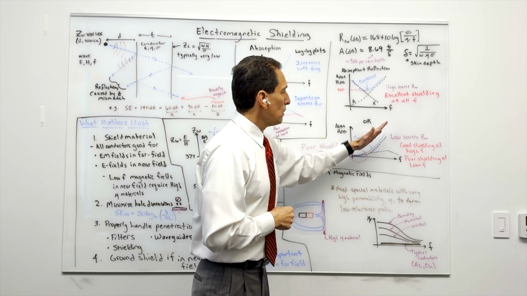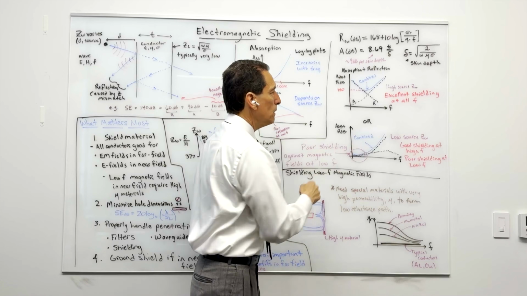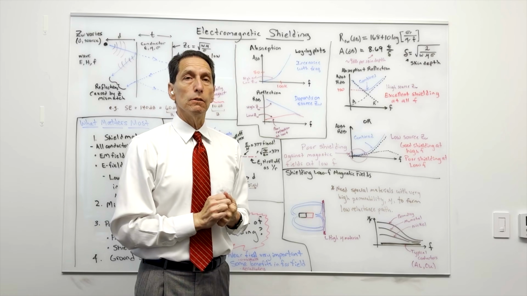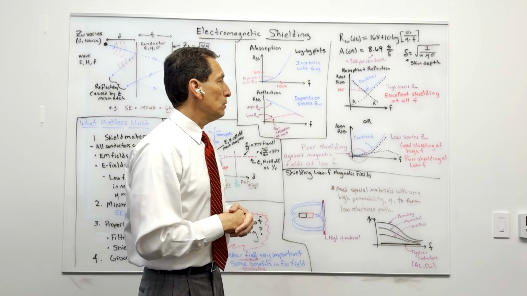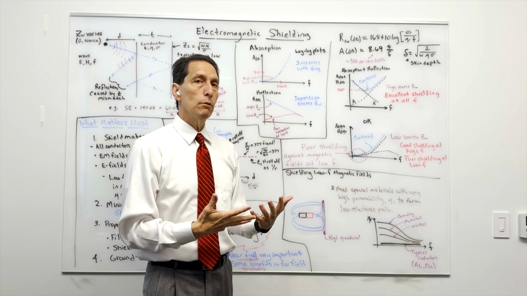I end up with this combined curve here, this blue one. Notice what happens. At very low frequencies, I have terrible absorption and terrible reflection. So I really don't get hardly any shielding at all, which is not good news, right? So poor shielding against magnetic fields at low frequencies is what we're saying.